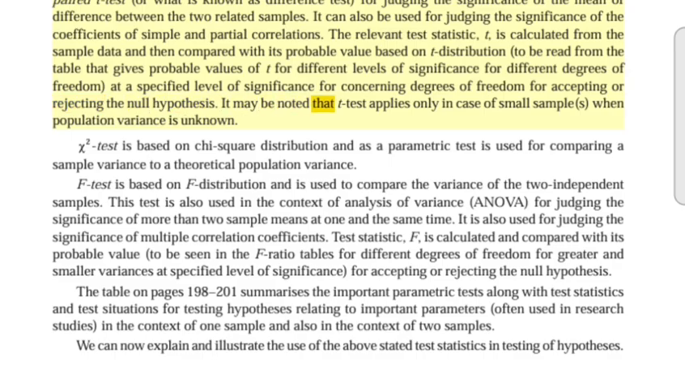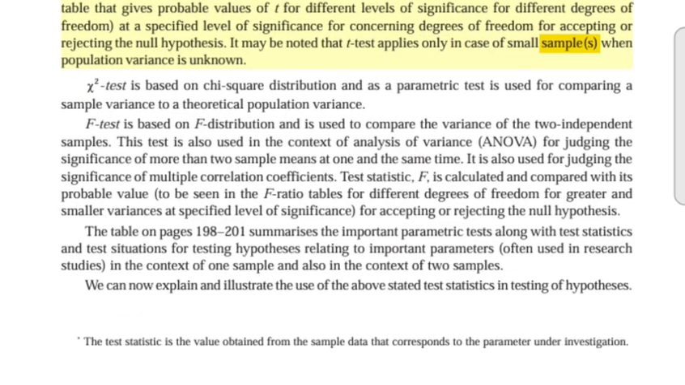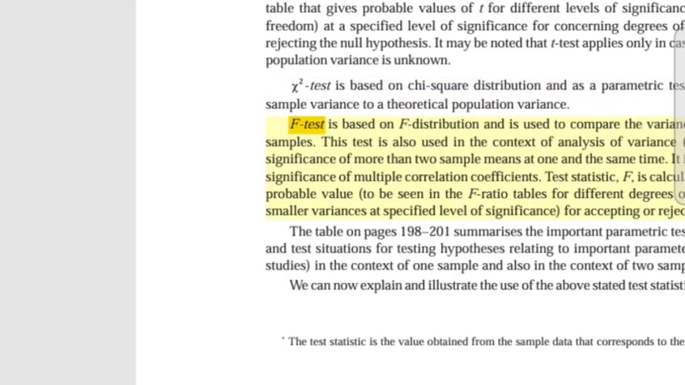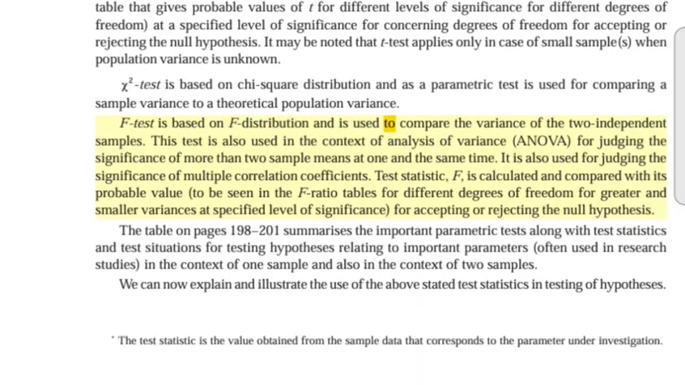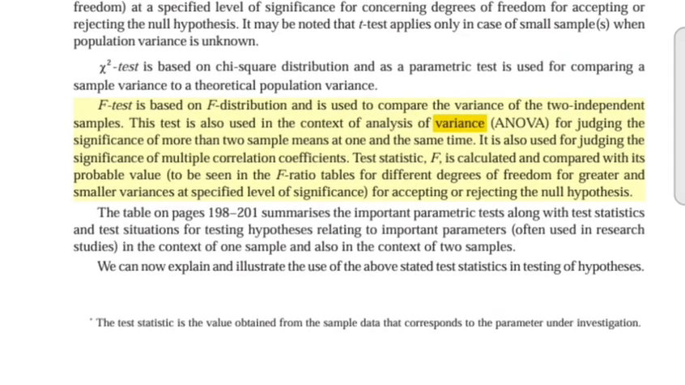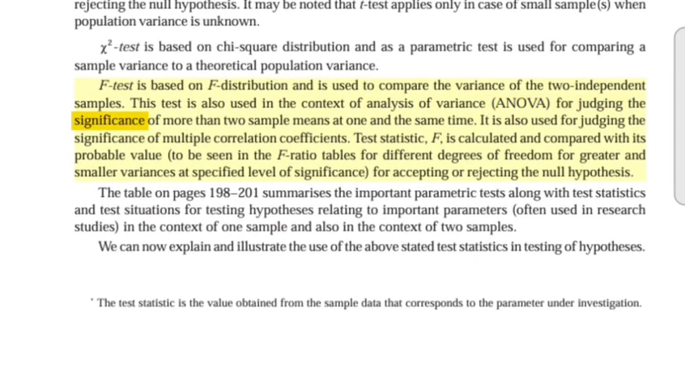It may be noted that the t-test applies only in the case of small samples when the population variance is unknown. The chi-square test is based on the chi-square distribution and, as a parametric test, is used for comparing a sample variance to a theoretical population variance. The F-test is based on the F distribution and is used to compare the variance of two independent samples. This test is also used in the context of analysis of variance (ANOVA) for judging the significance of more than two sample means at one and the same time.